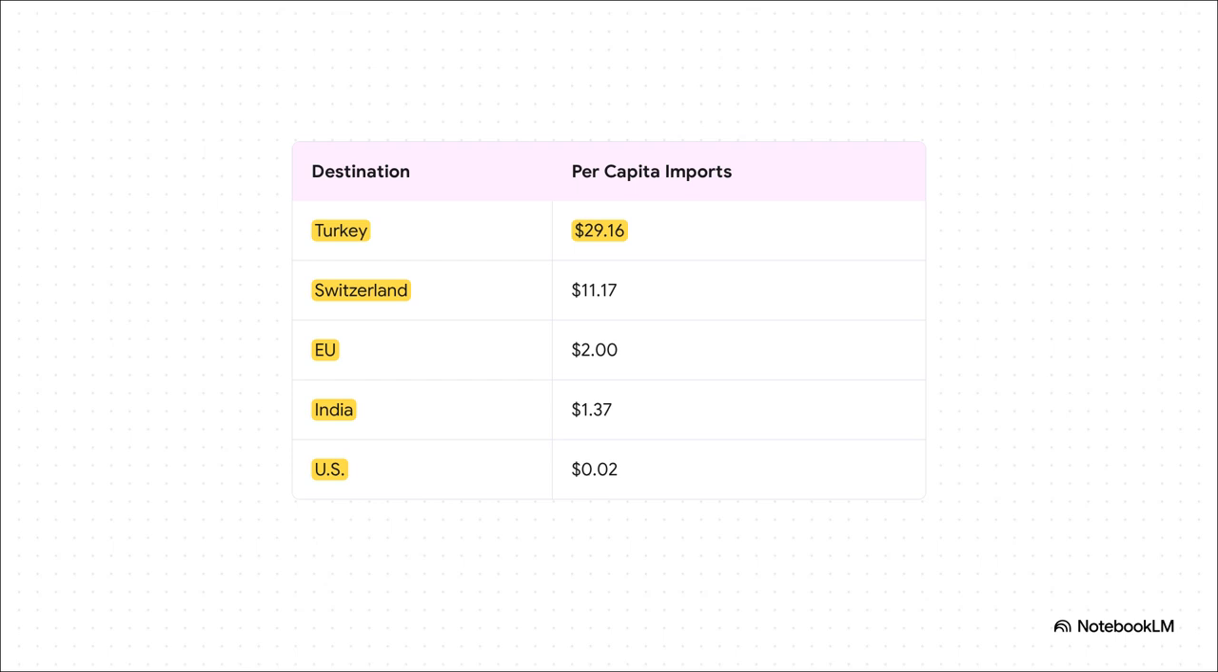Turkey, yet again, is by far the biggest import partner from Iran on this list, coming in at over $29 per person. Compare that to India's number, it's just $1.37. That's even less than the EU's average. And the US? A tiny 2 cents. The headline numbers, they just don't even come close to telling you this story.